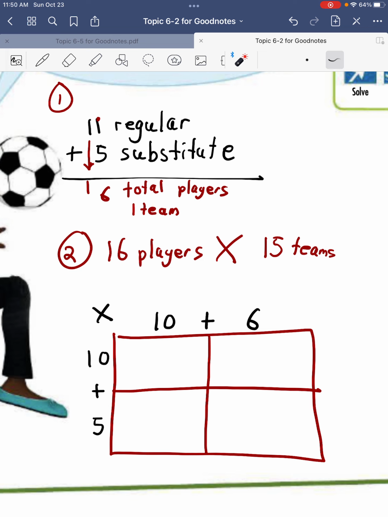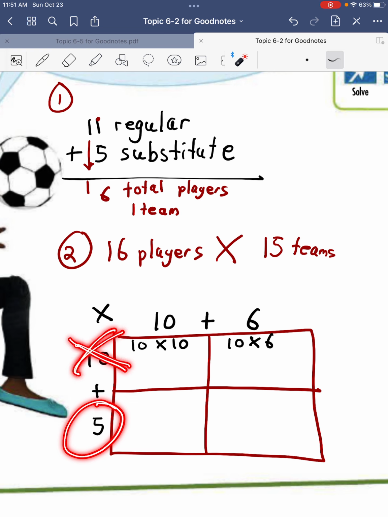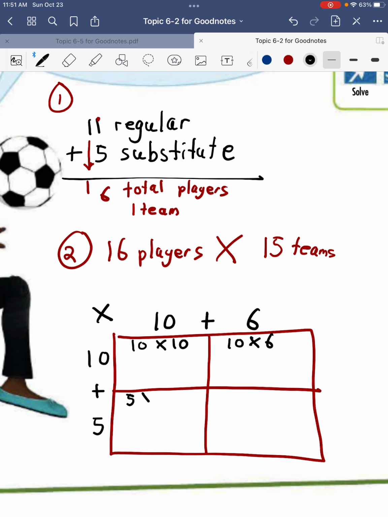So when I multiply the top 2 boxes, I'm only focusing on this 10. I'm not using the 5. Okay, so now I'm going to multiply. I have 10 times 10. Next, I'm going to have 10 times 6. Okay, so I'm done with these first 2 boxes. I'm done with this 10. So now I'm going to go to the 5. Okay, I'm not going to be using the 10 anymore. So I have 5 times 10, and I have 5 times 6.